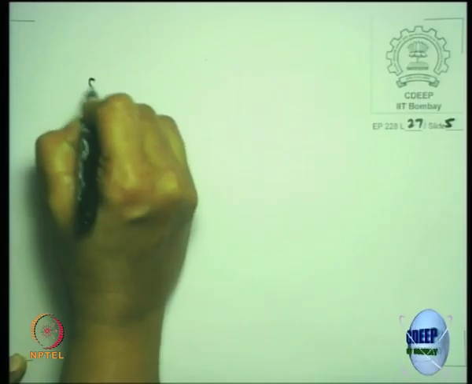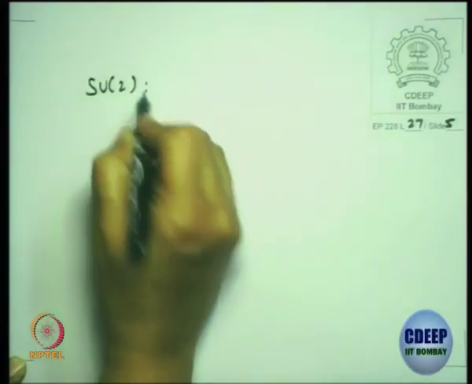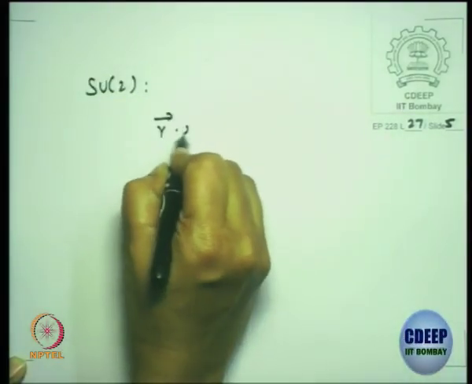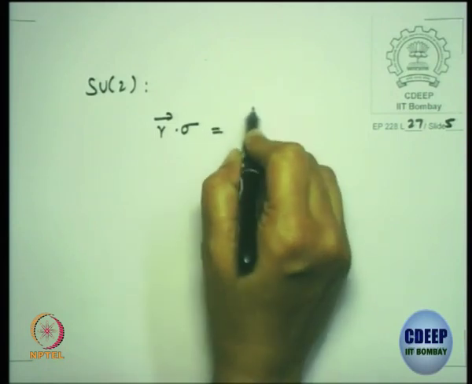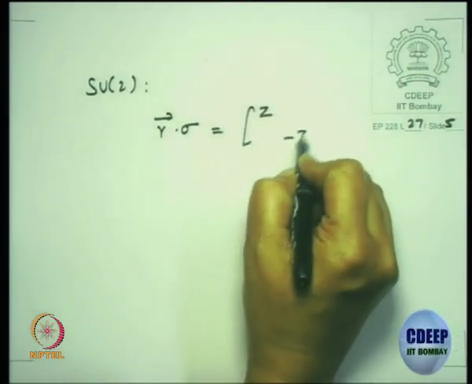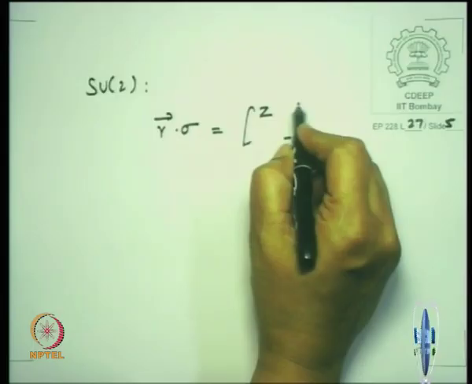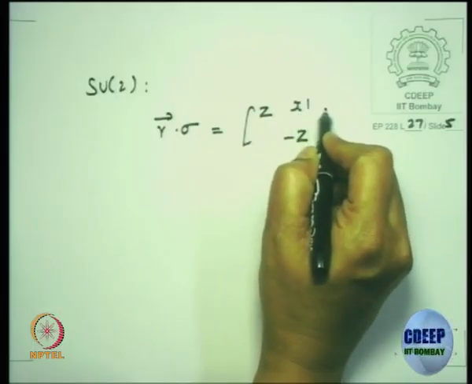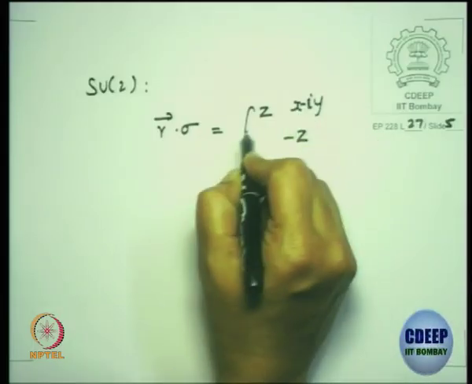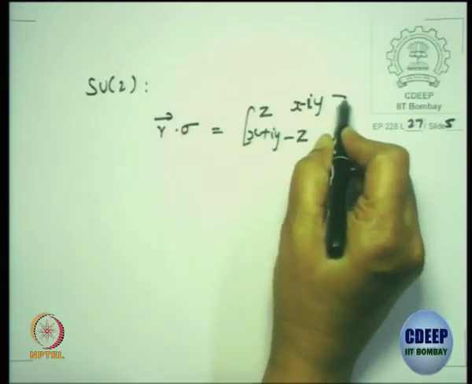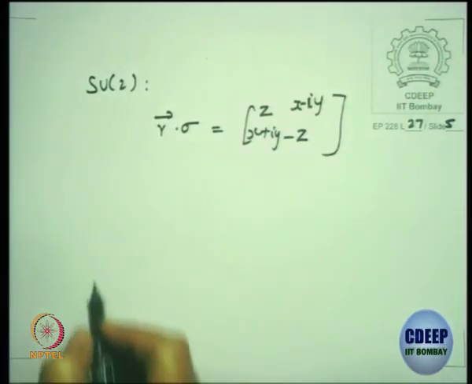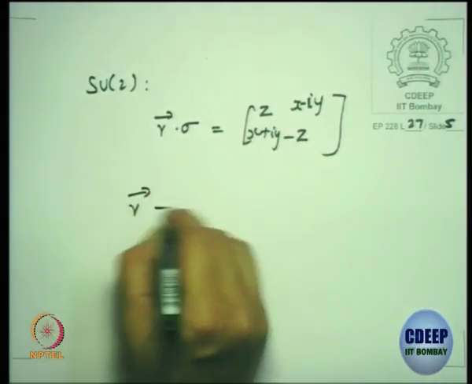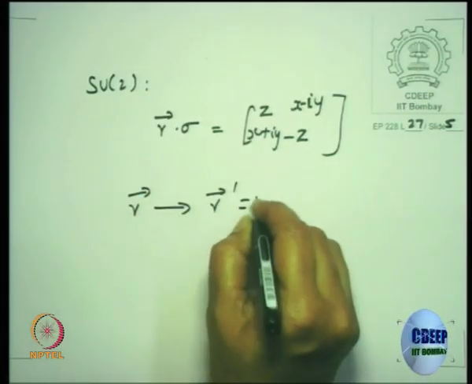So for SU2 you can denote a vector as R dot sigma. This is one way of writing it. What is R dot sigma? It is nothing but the matrix with Z and minus Z on the diagonal, and X plus iY or X minus iY on the off-diagonals, something like this. What does rotation do for you? A vector R goes to R prime, which is R times R.